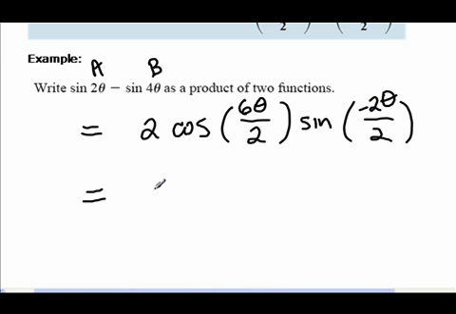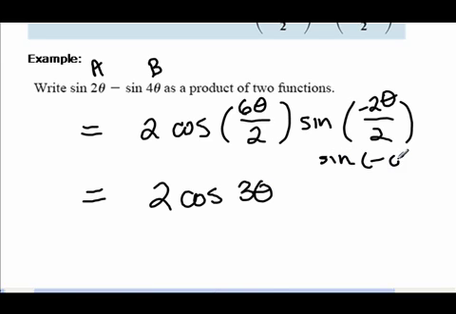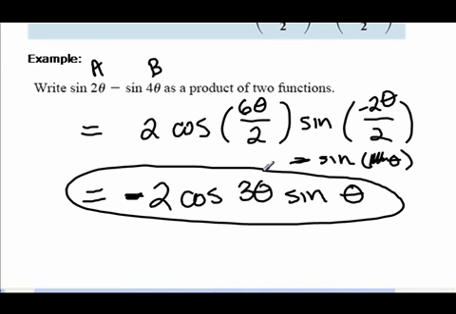Now we'll simplify those a little bit. We have 2 cosine 6 theta over 2, ends up being 3 theta. And the sine of negative 2 theta over 2 would be the same as the sine of negative theta, but we have a negative angle identity that says sine of negative theta is the same thing as negative sine theta. So that negative we'll put out front, right? And we're left with sine theta. So there is the sine of 2 theta minus the sine of 4 theta as a product of 2 functions.